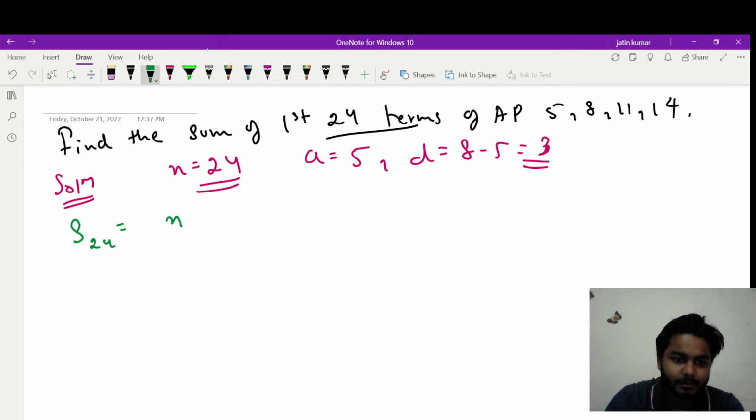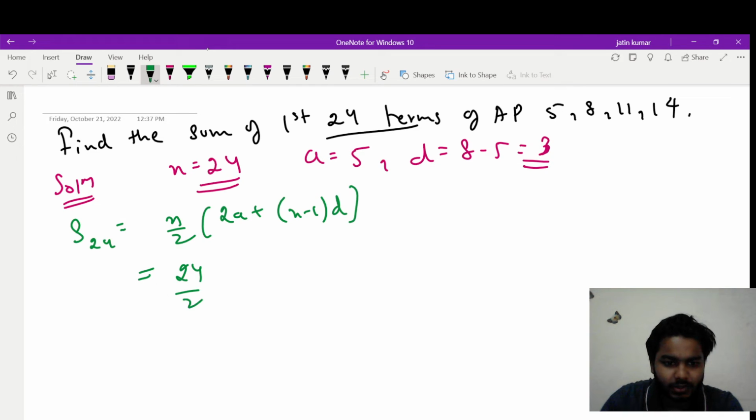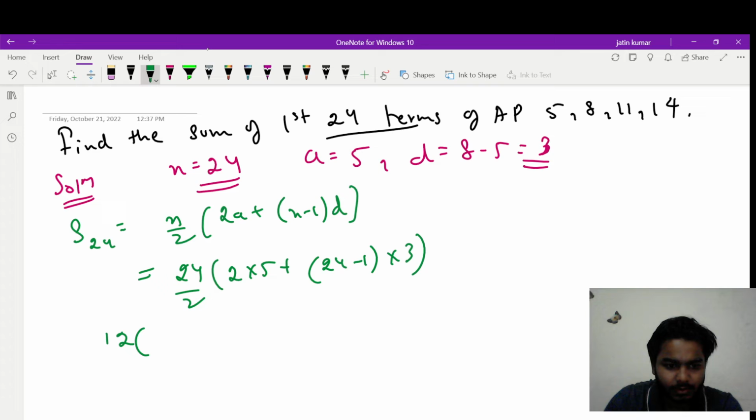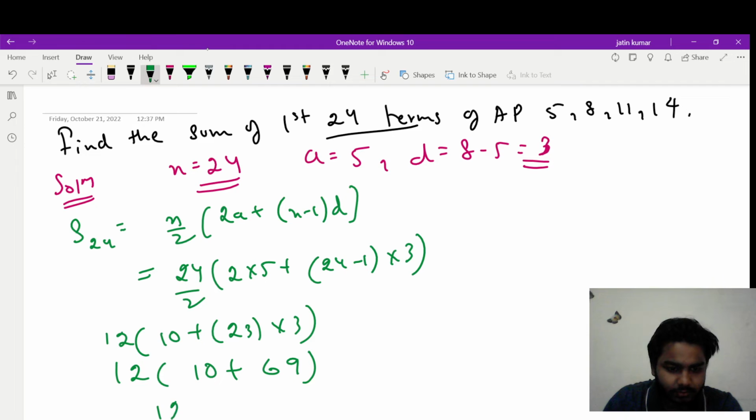S24 is n by 2 into 2a plus (n minus 1) into d. Okay, now 24 by 2 into 2 into 5 plus 24 minus 1 into d. So this will be 12 into the bracket 10 plus 23 into 3. So 12 into 10 plus 69. So 12 into 79 is the answer. Okay, 23 times 3 is 69.